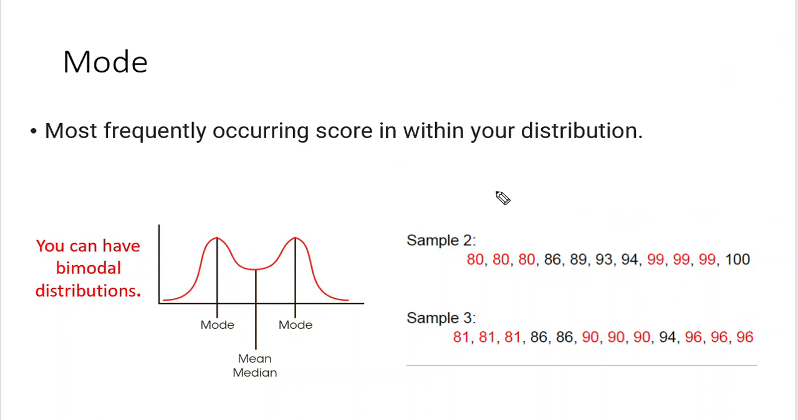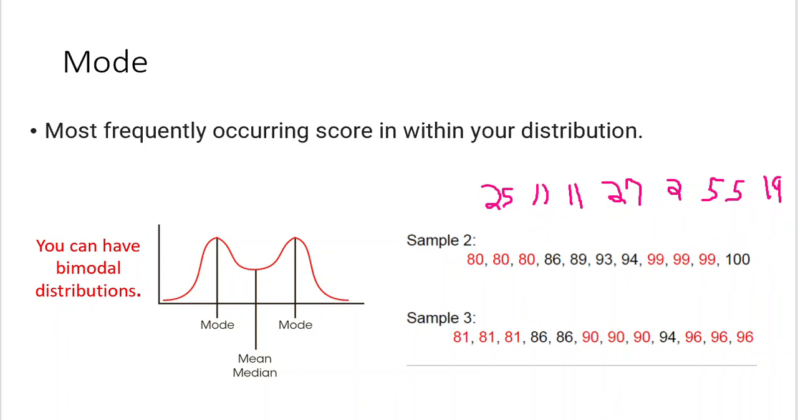So we have 25, 11, 11, 27, 2, 55, 19. The most frequently occurring number in this data set is 11, so that would be your mode. And this is commonly not used as a central tendency.